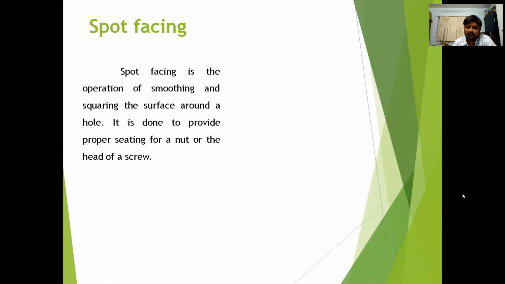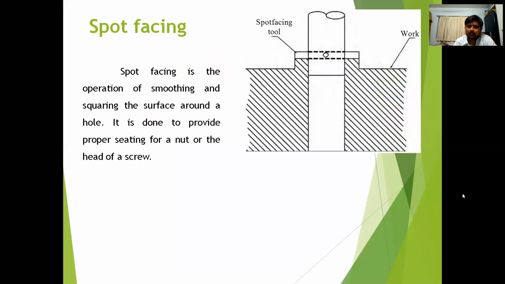Next one is spot facing. Spot facing is the operation of smoothing and squaring the surface around a hole. It is done to provide proper seating of a nut or the head of a screw. If you are going to use screws, the head of the screw is very small. So if you want to place the screw, we are going to enlarge only a small portion of the hole.